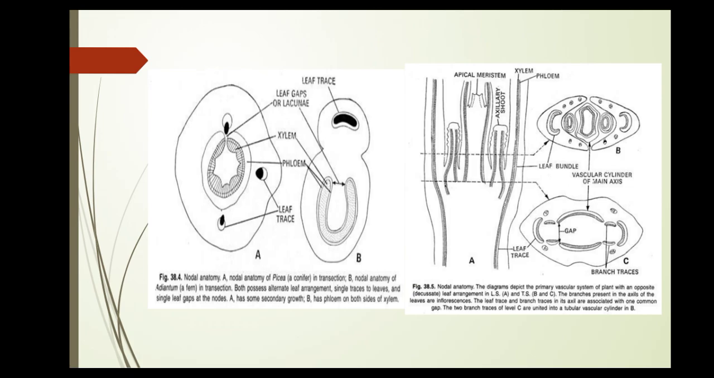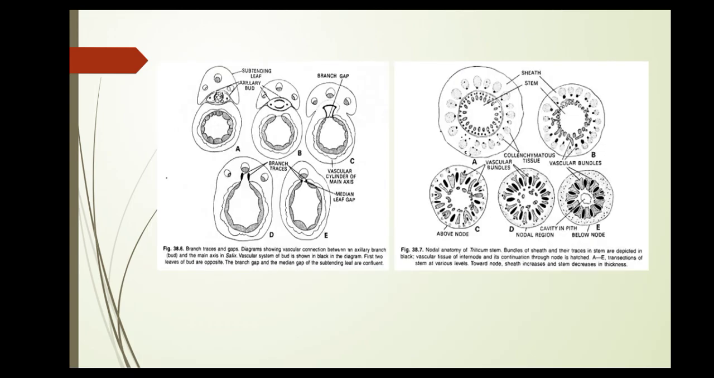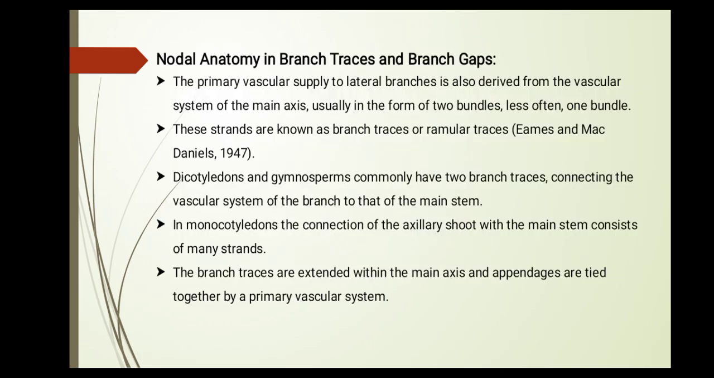Single traces to leaves and single leaf gaps are at the nodes. A has some secondary growth. B has phloem on both sides of the xylem. This shows the left-side picture, and the right-side picture is the primary vascular system of a plant with opposite leaf arrangement. These are also nodal anatomy pictures showing the leaf traces and leaf gaps.